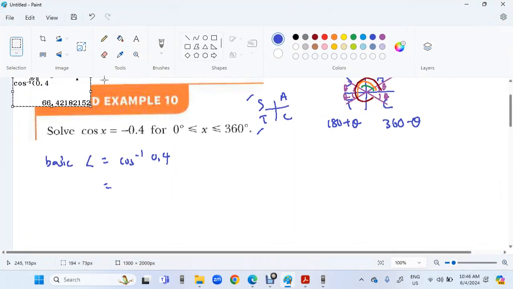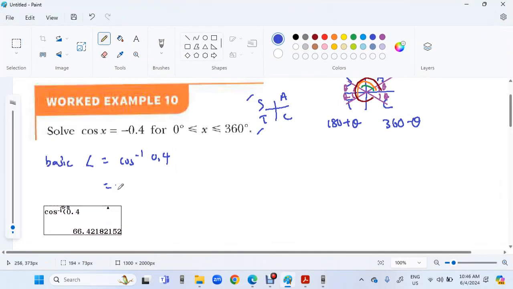So the arc cos of 0.4 is 66.42, that is 66.4 degrees. One decimal place is enough. To find the basic angle, there is no need to put the negative sign. You just have the arc cos 0.4, that is enough. Then we will have x.